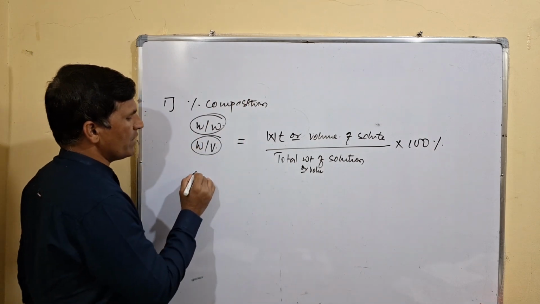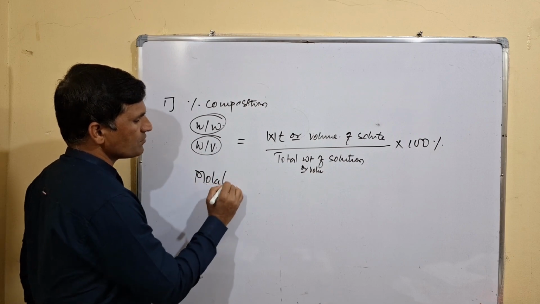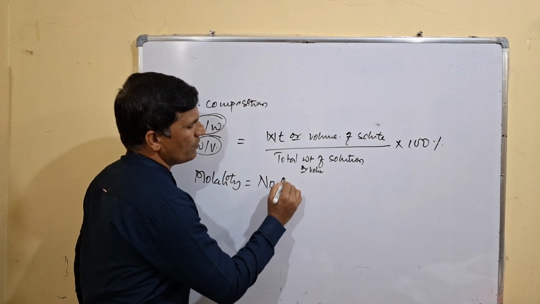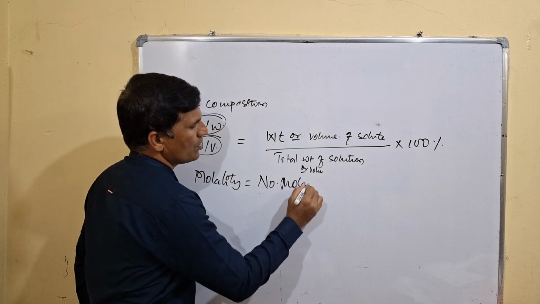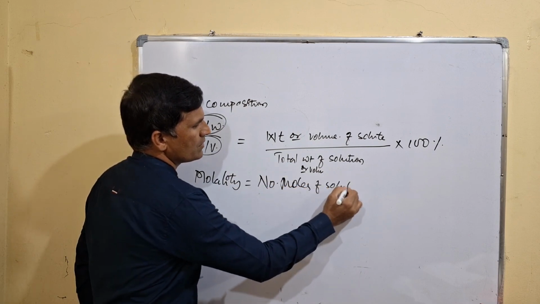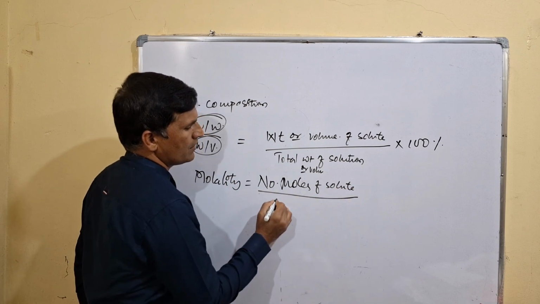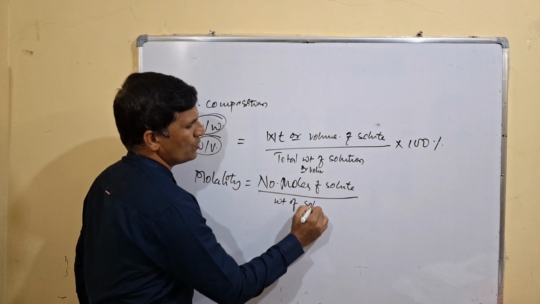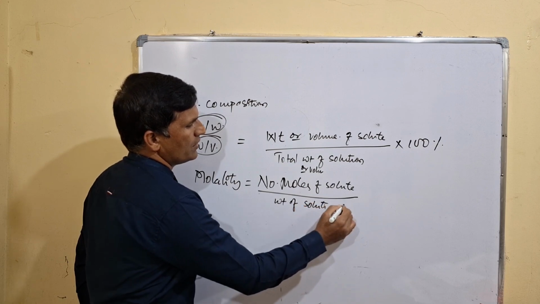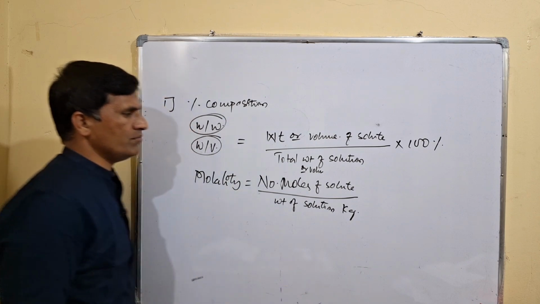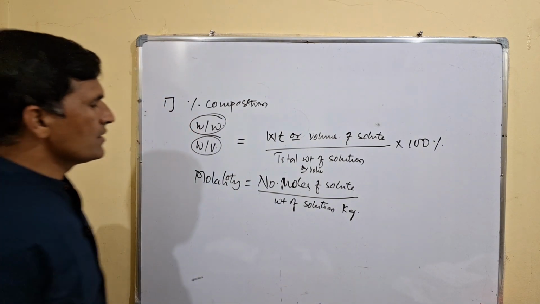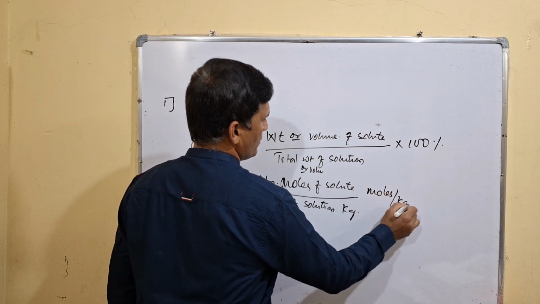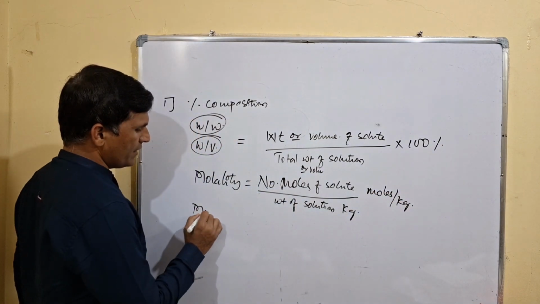Followed by that, they may ask about molality. What is the definition of molality? Number of moles of solute by weight of the solvent in kilograms, that is, moles per kg. Similarly, molarity.